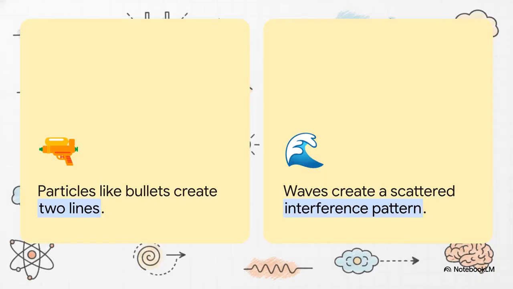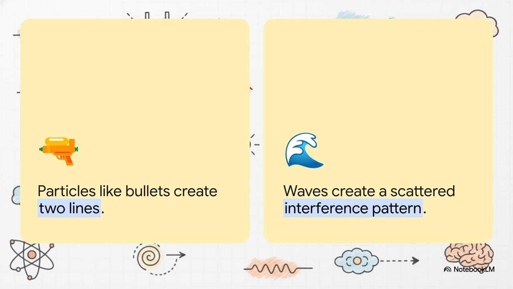To really grasp what Thomas Young discovered, let's lean on a familiar analogy. If you fire physical particles, let's say bullets, through two narrow slits in a wall, you'd totally expect them to just hit the back wall and form two straight lines, right? Makes sense. But if you pass a wave, like a wave on the surface of a pond, through those exact same two slits, the wave splits into two new waves.